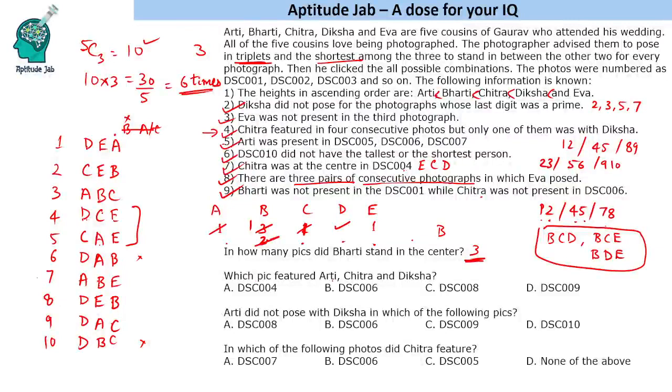Which pic featured Aarti, Chitra and Diksha? So ACD was present in DSC 009. Aarti did not pose with Diksha in which of the following pics? So go by options. So 008. So Aarti and Diksha are not in. 8, 6, 9, 10 में होने चाहिए. 6, 9, 10.